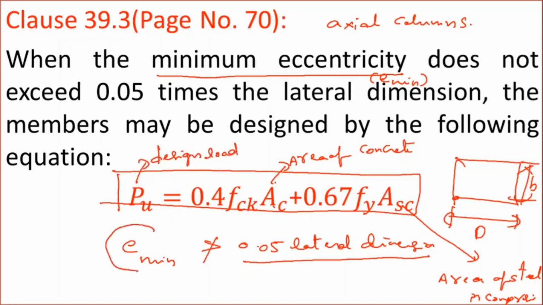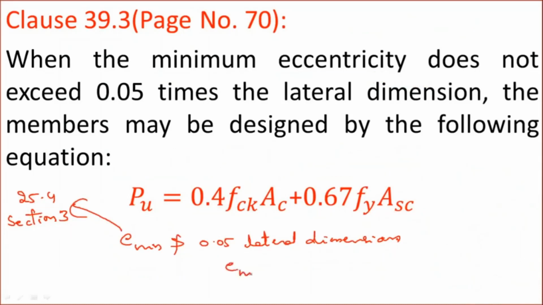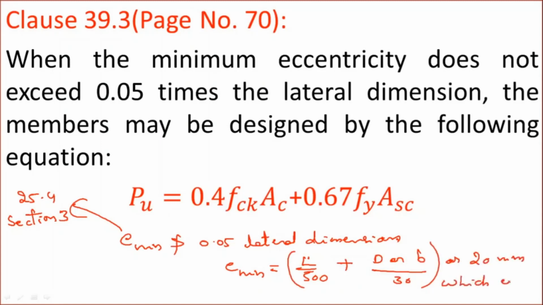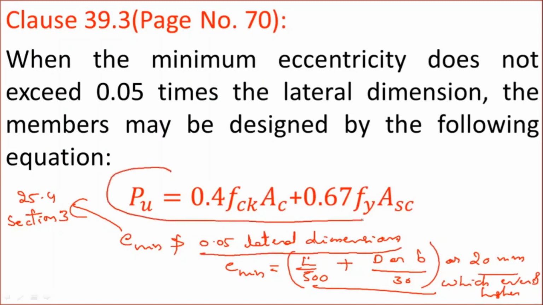Then whatever the e minimum is, that has to be determined using clause 25.4 of section 3. So e minimum is L by 500, that is the unsupported length of the column, plus D by 30 or B by 30, or 20 mm, whichever is higher. The higher of these values has to be taken as the minimum eccentricity, and if that minimum eccentricity does not exceed 0.05 times the lateral dimension, then only can we design the column using this equation.